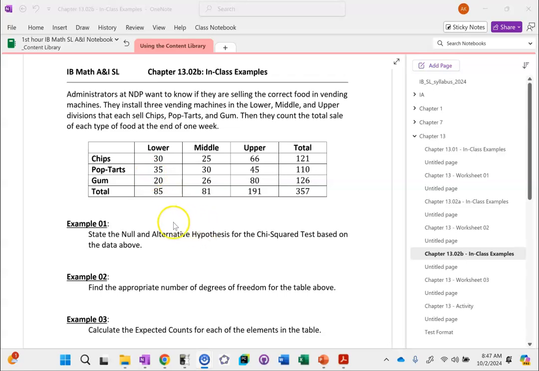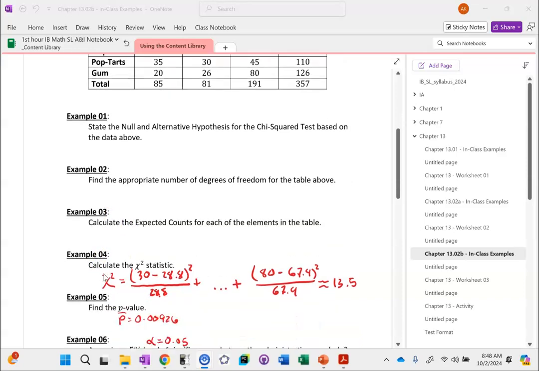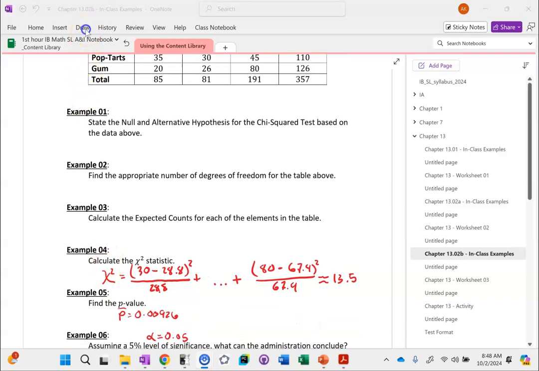What's the degrees of freedom we have here? The degrees of freedom is 4. 3 minus 1 times 3 minus 1. Make sure you don't count the total as a variable. Calculate the expected counts for the table.